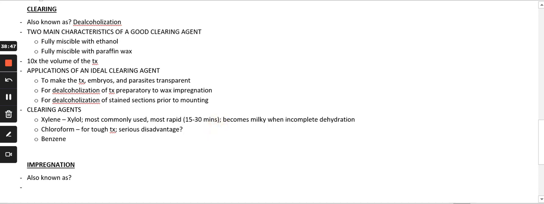Its serious disadvantage is that the tissues are not transparent. So, naa po dyan na siya yung pinaka-first. It's the first one, first line up in the applications of an ideal clearing agent. So, tissues are not transparent. So, what's the point, right? If we cannot see it under the microscope.